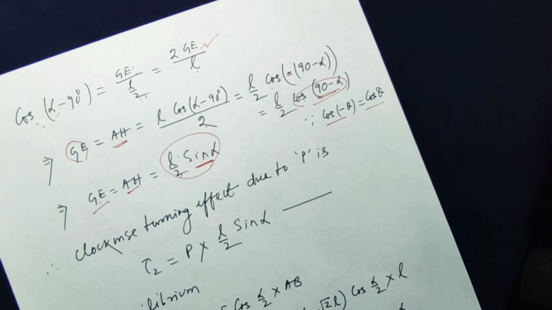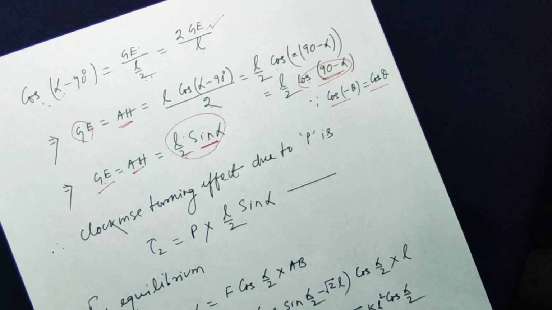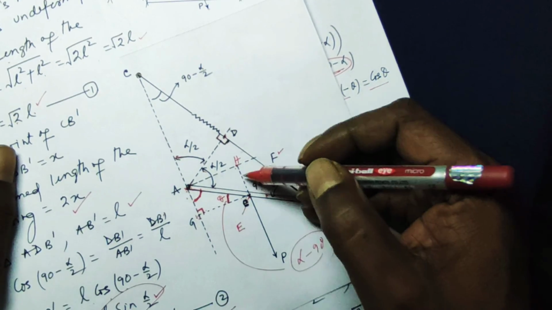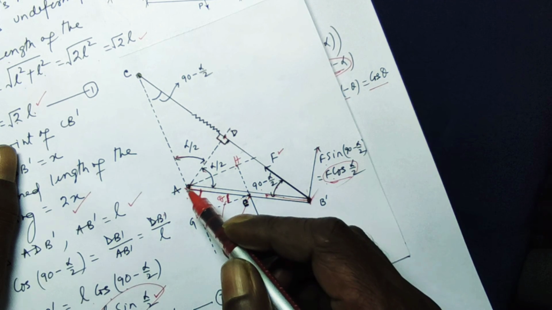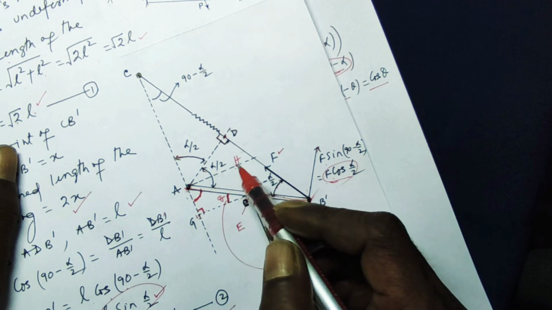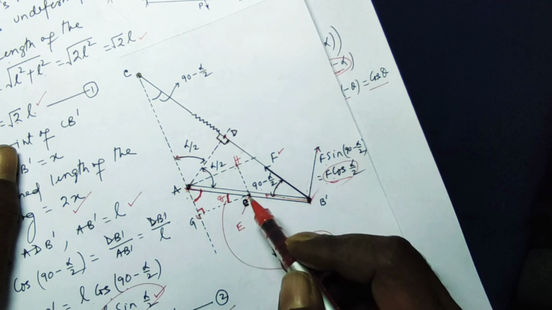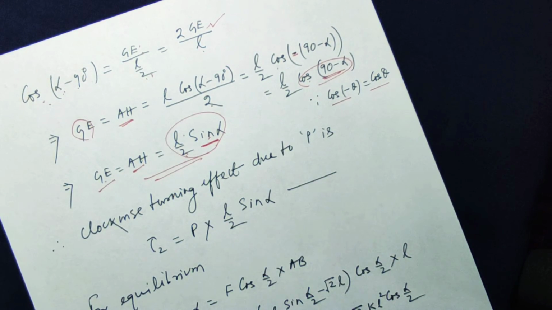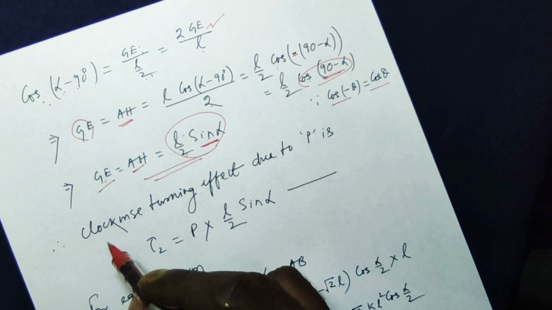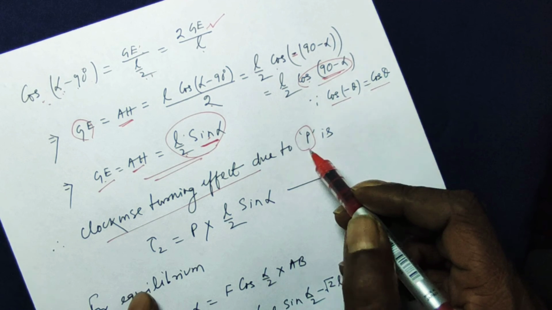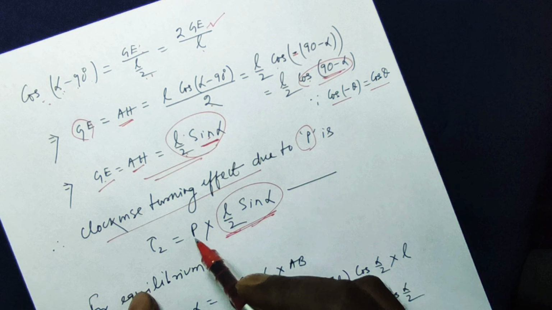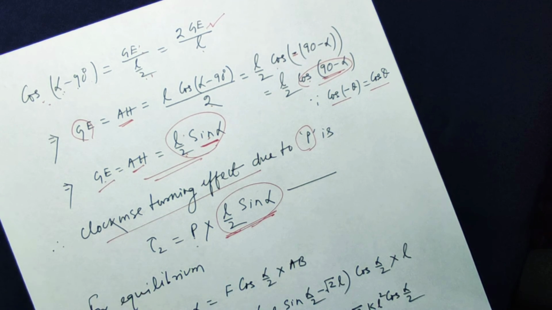Now that is the perpendicular distance of the line of action of P from the point A. It has a perpendicular distance AH. AH is same thing as GE. So the perpendicular distance is found out. Now, it will produce a turning effect. So the clockwise turning effect due to P will be P times the perpendicular distance.